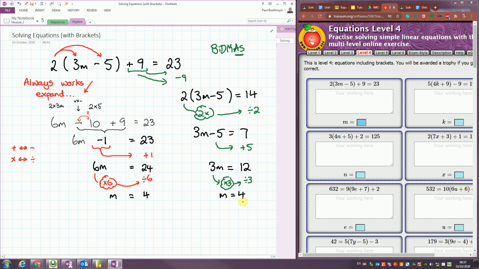Okay. The first method always works, and that's what I'm going to keep showing you. But some people do like this, let's do the division quite early to keep the numbers smaller.